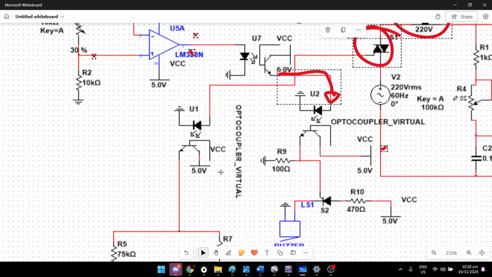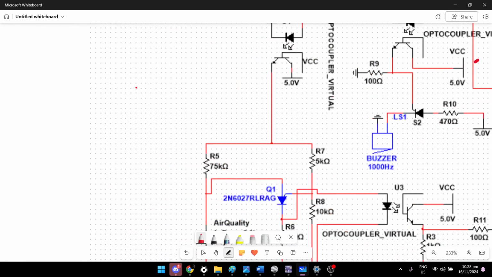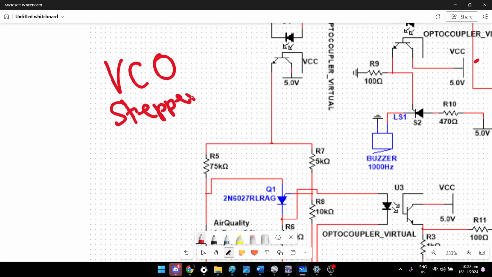Next, here we have the last component, which will be our oscillator circuit. Now, there are a lot of purposes for an oscillator circuit. We have VCOs, or voltage controlled oscillators, and we have stepper motors. We have the, what do you call this, the microcontroller inputs.